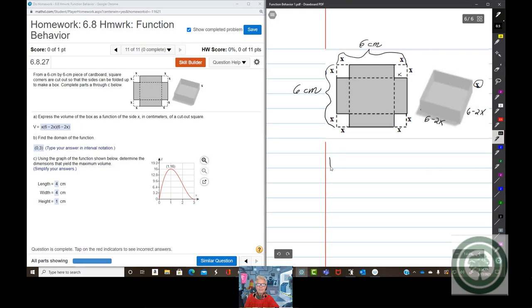So the volume equals length times width times height. So we're going to have 6 minus 2X times 6 minus 2X times X. And that's going to be our volume.